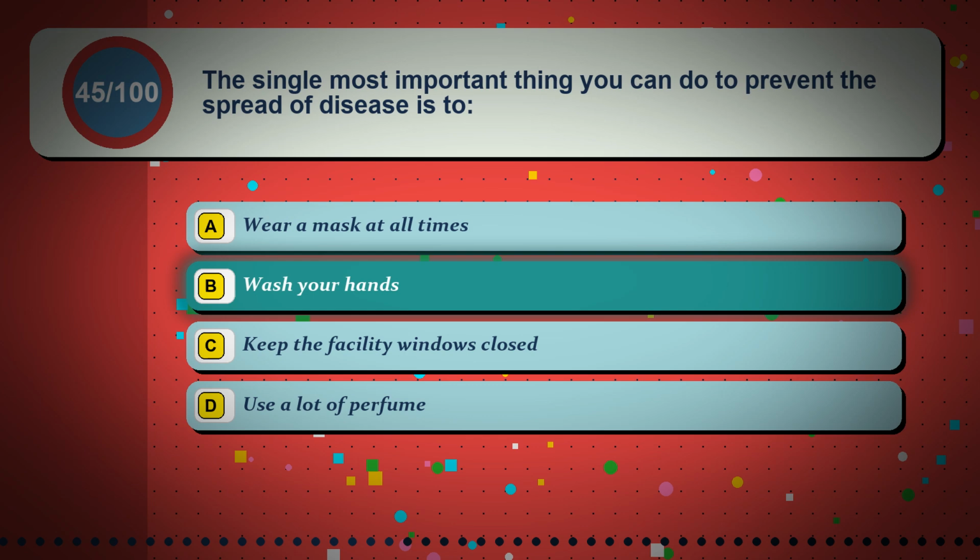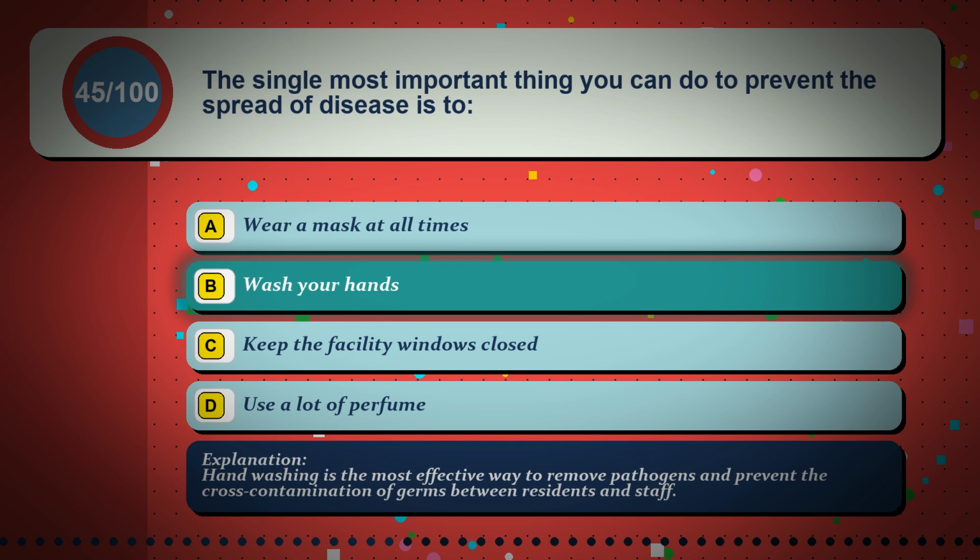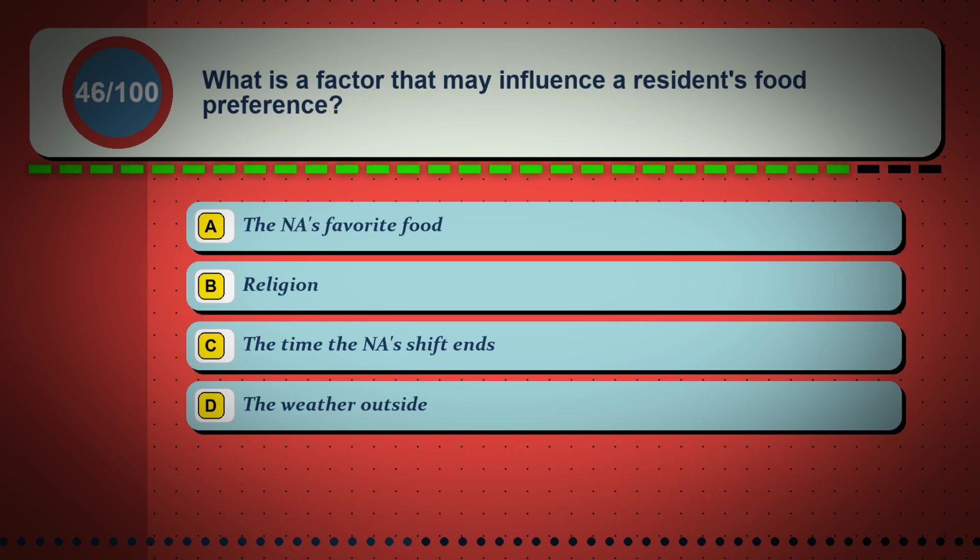The correct answer is option B. Wash your hands. Hand washing is the most effective way to remove pathogens and prevent the cross-contamination of germs between residents and staff. Question 46. What is a factor that may influence a resident's food preference? Option A. The NA's favorite food.